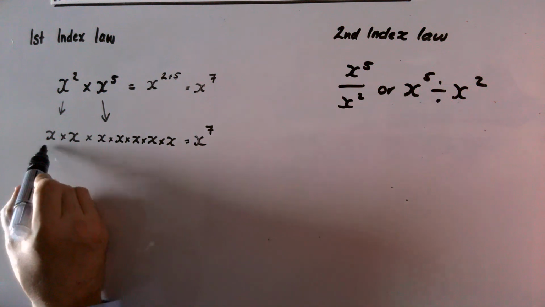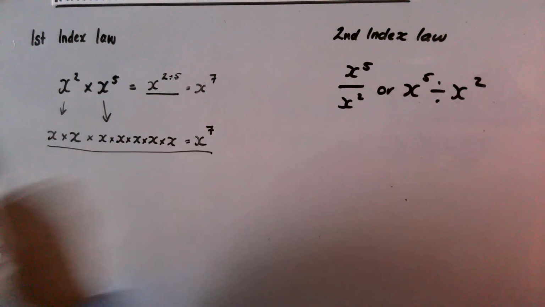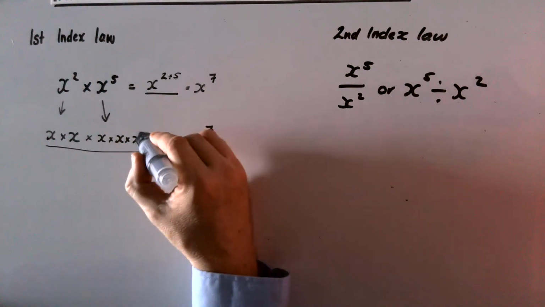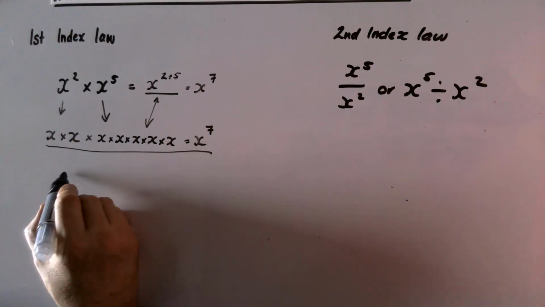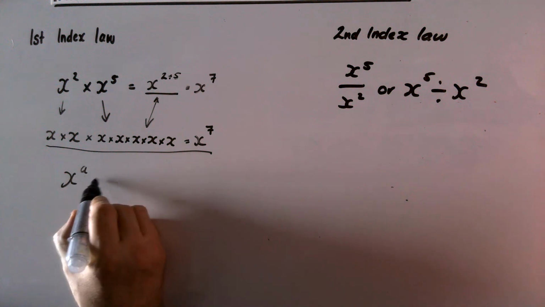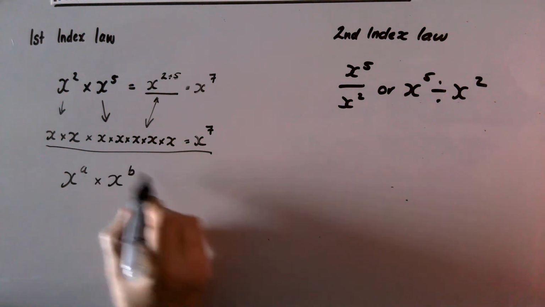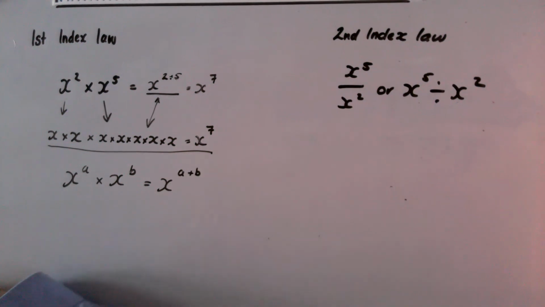I suppose when I think about it, this is the thing that's going on behind the scenes when we use this particular law. We understand that this happens, and so we have this law. If I was to write the law out, I've seen it written in several ways. So you could go x to the power of a times x to the power of b is equal to x to the power of a plus b.